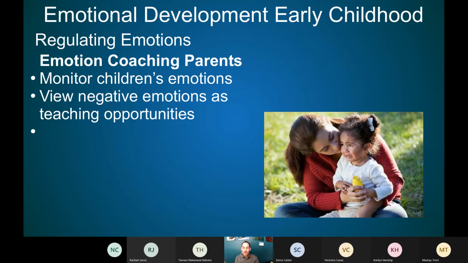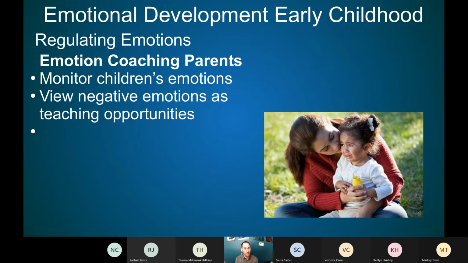So an emotion coaching parent will be coaching children through emotions as they see them arise. So they'll be monitoring and aware of what a child's emotions are. They might be able to predict that, oh, it looks like this is about to happen. This is how the child's going to feel.